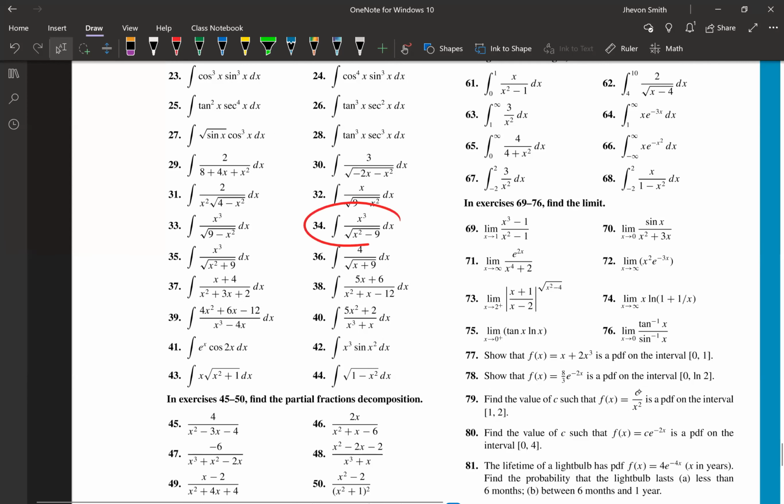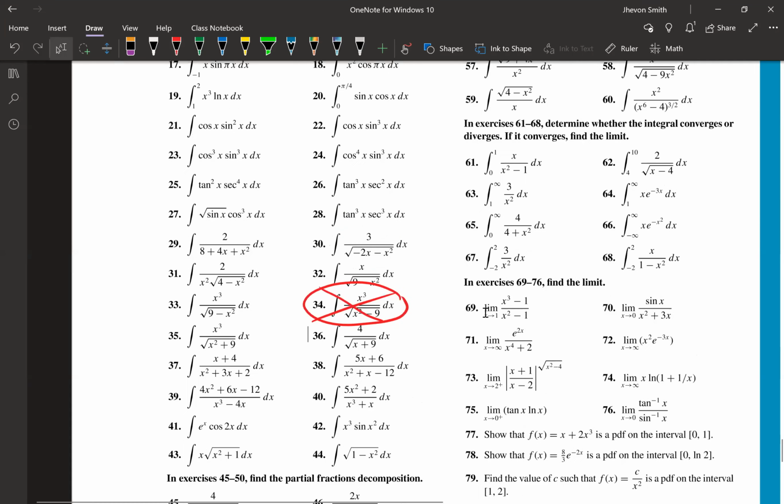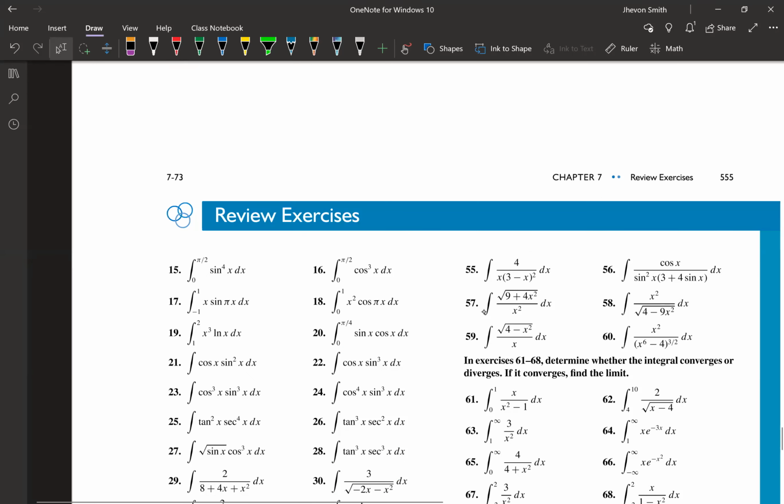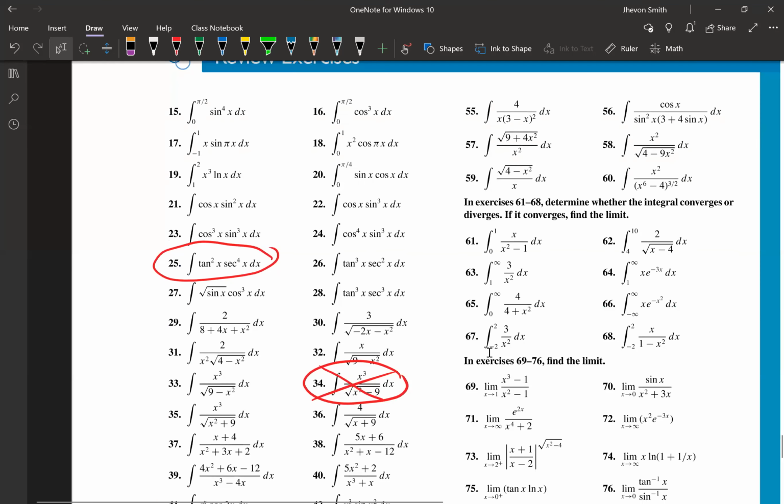This one. It's a u sub, right? What would you substitute? u equals x squared minus 9. Wait, what was the answer? u squared equals x squared minus 9.